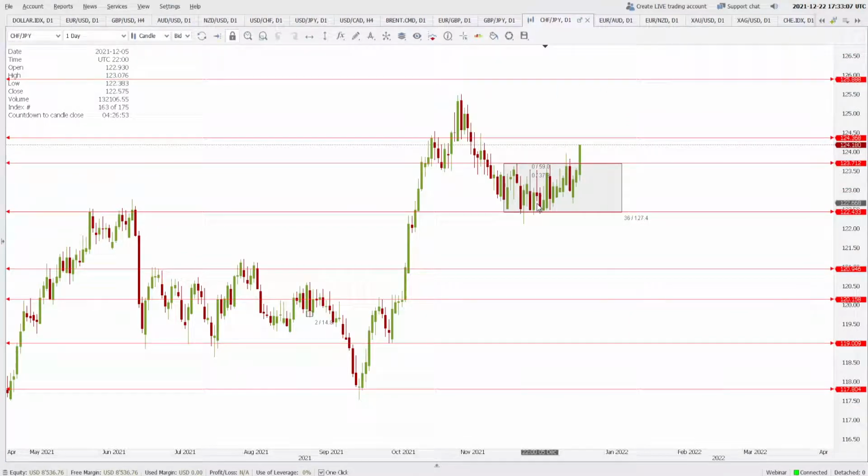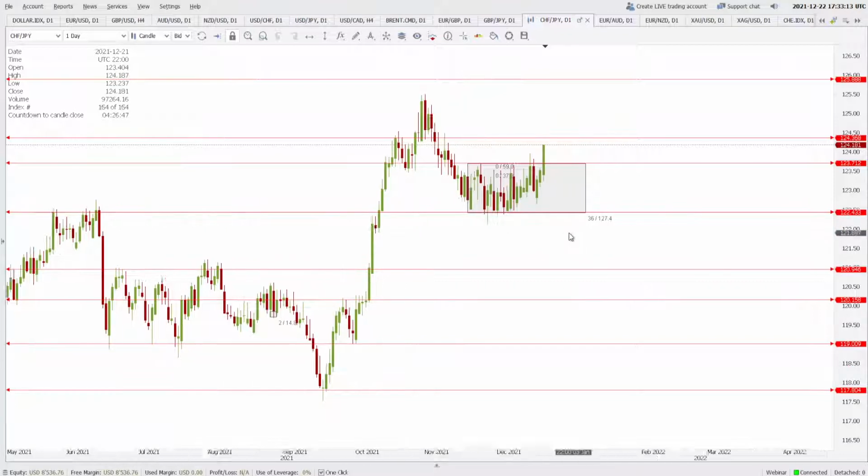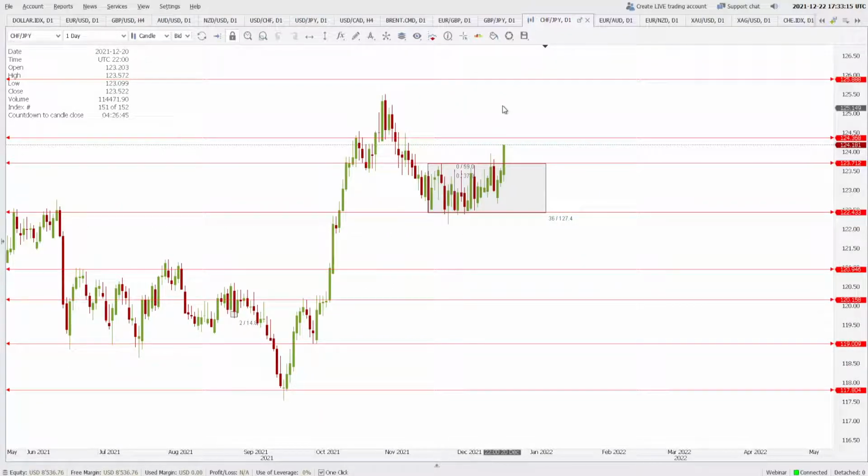Okay, if you learn how to interpret support and resistance zones, it's very easy to make money. Yes, but you have to keep the position size in check. Okay, we will talk about position size later.